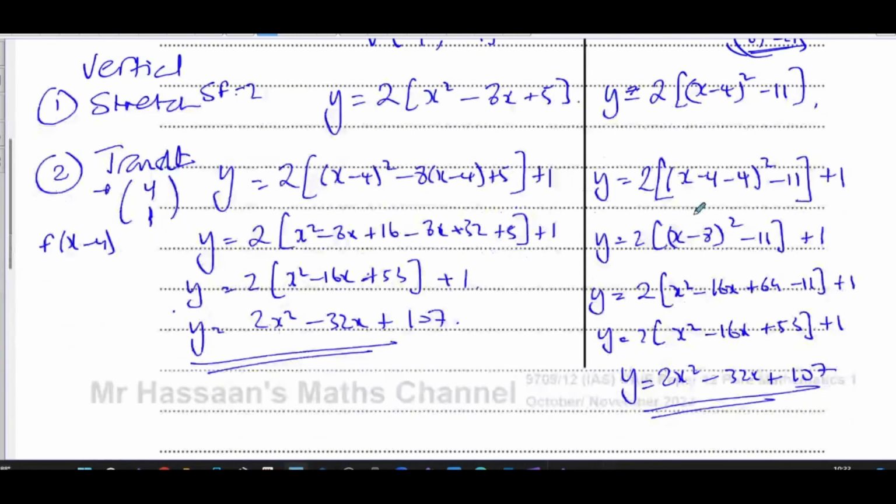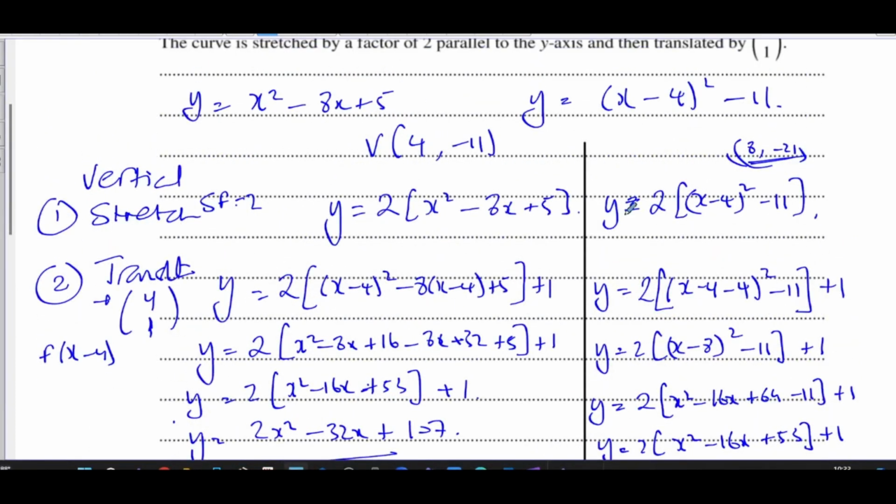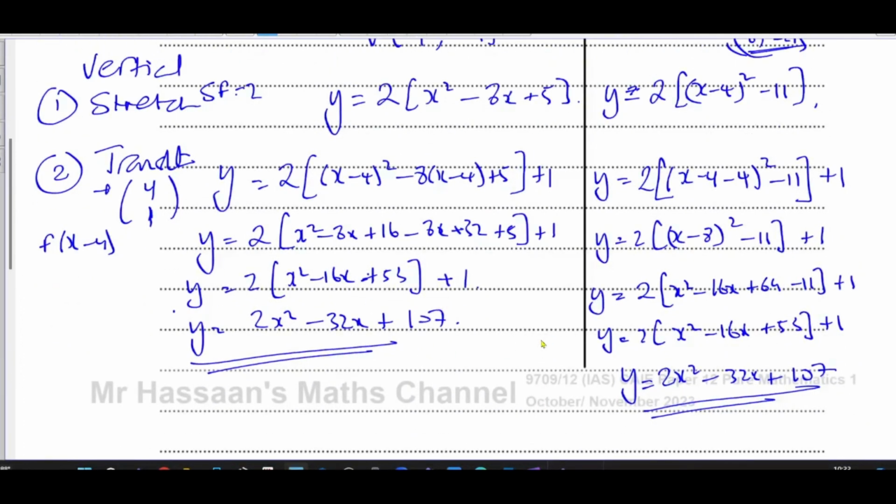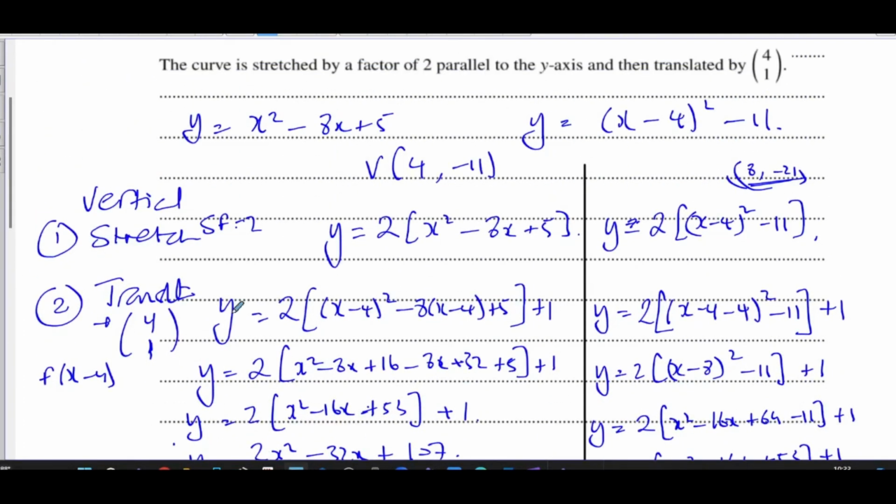So I personally would have used this way, using completing the square, but both ways are perfectly fine, as you could see. You basically, for the vertical stretch, multiply the whole thing by 2. And for the translation, for the x part, you replace the x with, it's like the opposite. So if it says 4, you replace it with x minus 4. If it was minus 4, you replace it with x plus 4. And for the y part, you just add 1 to the whole thing. So add 1 to the whole thing at the end. And then you get your answer.